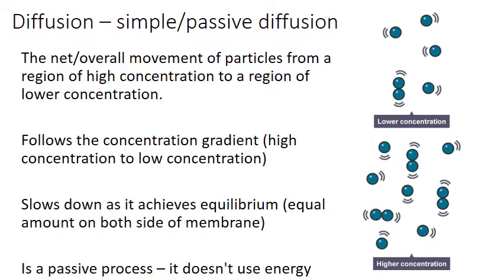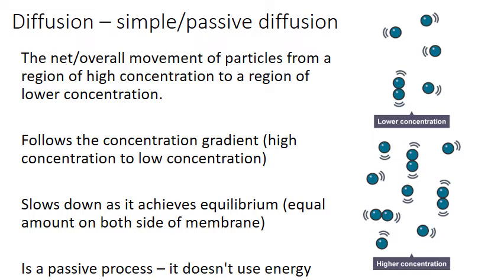Really important that you know the definition of this one. It's the net or overall movement of particles from a region of high concentration to a region of lower concentration, like we were just talking about before. And as you can see in the two pictures, there's less dots at the top compared to the bottom, so they're going to be moving from the bottom to the top.